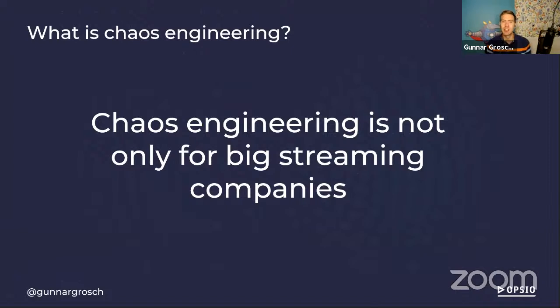And also, chaos engineering is not only for big streaming companies. There's a reason why Netflix is used as a reference over and over again for chaos engineering. They have a head start since they started what is chaos engineering today. And they're also a big company with brand recognition, so it's easy to use them as an example. But you should remember that you don't have to be Netflix to do chaos engineering. You don't even have to be like Netflix.